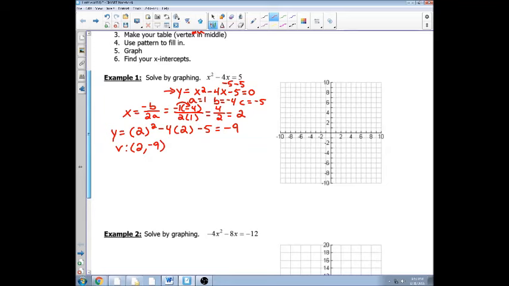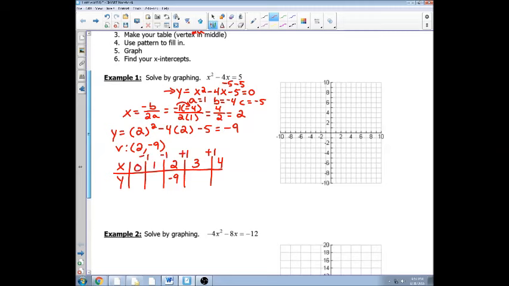Okay. The next step is to make a table. Whenever I make a table, my vertex always goes in the center, so go ahead and do that. Fill in our x's by adding 1, subtracting 1, just like our previous unit.